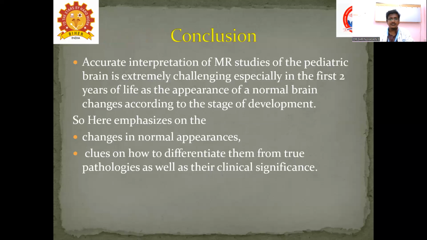Okay, coming to the conclusion. The accurate interpretation of MR studies of the pediatric brain is extremely challenging, especially in the first 2 years of life, as the appearance of the normal brain keeps changing based on the maturation process, that is, the stage of the myelination pattern. Here we have shown what the changes in normal appearance are, how the normal signal intensities appear, and how to pick up abnormal signal intensities.